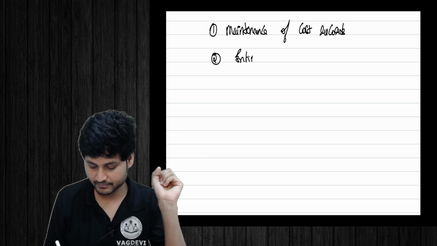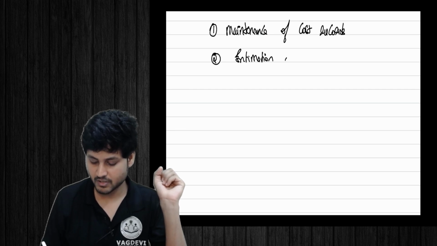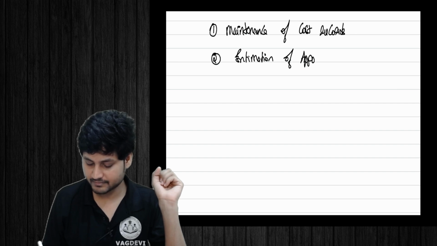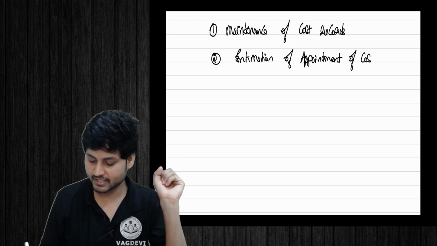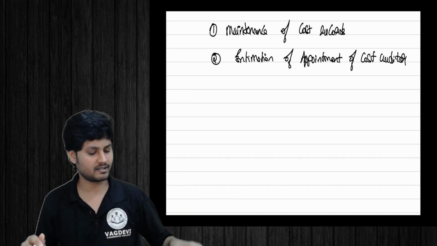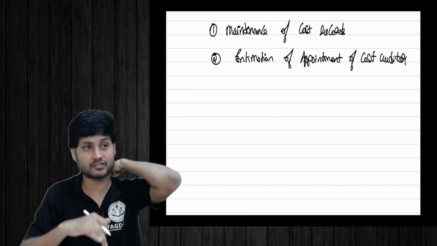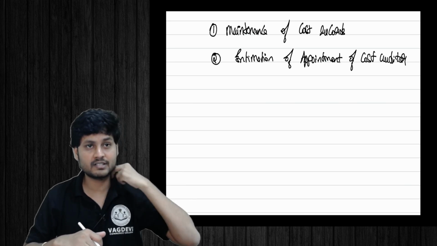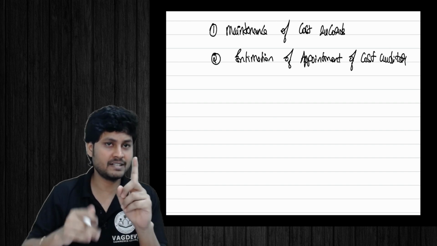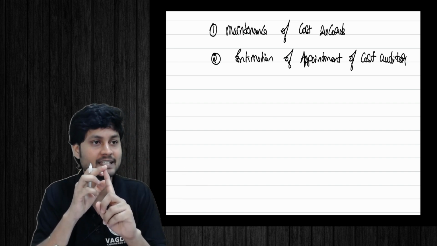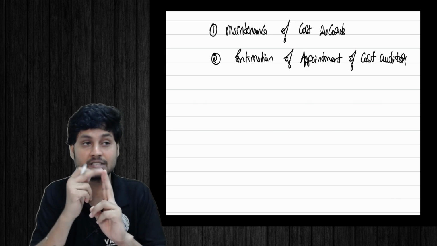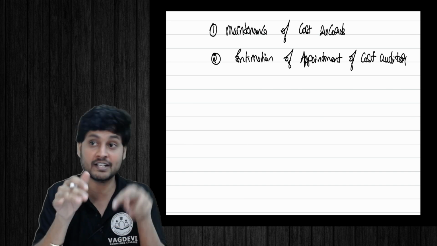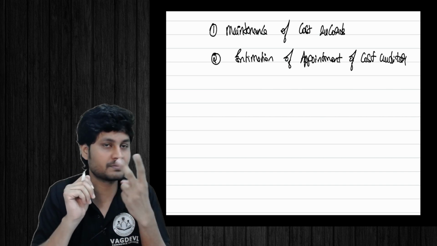Point number 2, intimation of appointment of cost auditor. Either he may be an original cost auditor or a casual vacancy cost auditor. You know casual vacancy cost auditor? After a valid appointment is made, the first appointment is done and his place becomes vacant, and in his place some other auditor will come into the picture. There may be a case where in a financial year there are 2 auditors, one after the other.